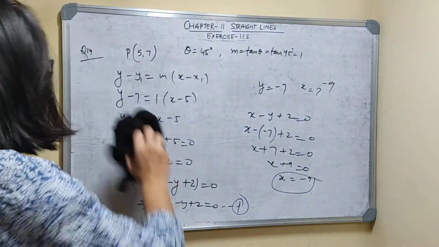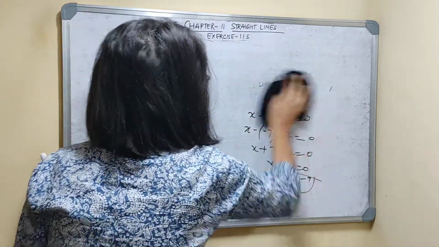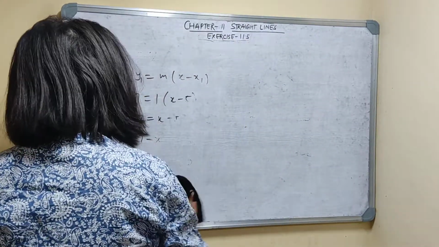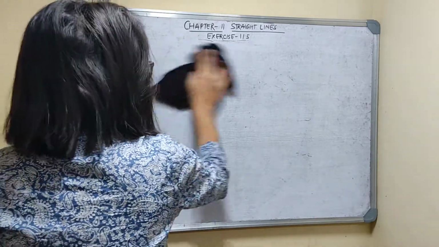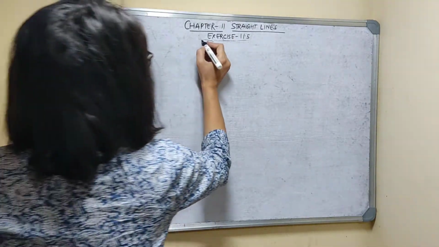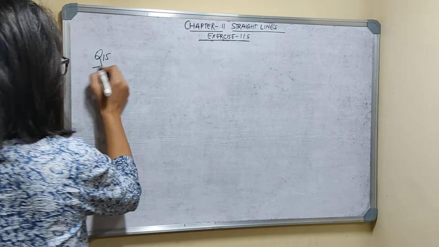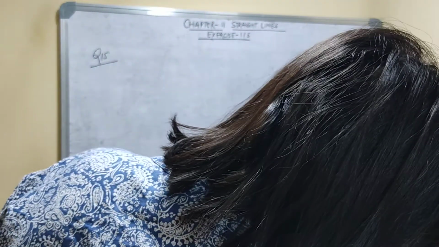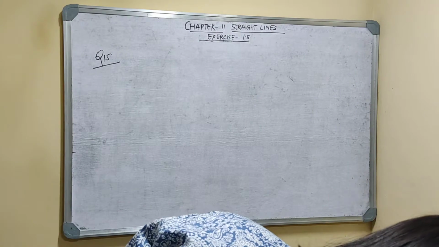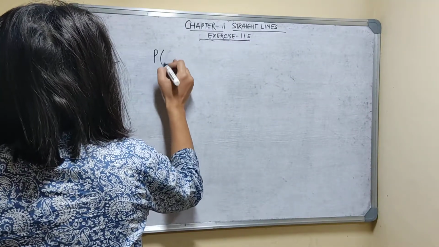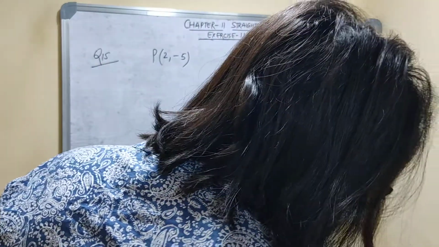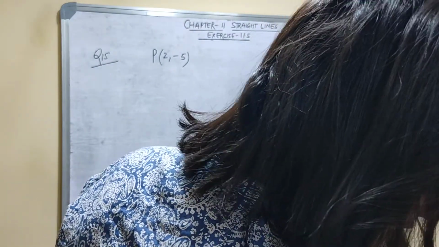Now question number 15. Find the equation of the line passing through the point 2, minus 5. The point is given, let's say P, that is 2, minus 5, and making an intercept of minus 3 on the y-axis.